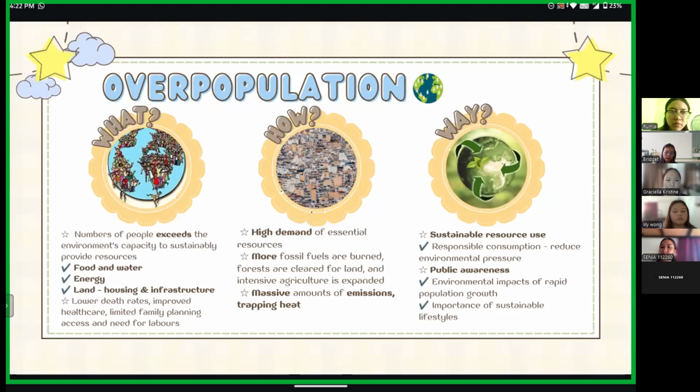Therefore, we as humans who live on this earth are responsible to take action on taking care of our earth. First, we need to shift towards sustainable resource use. This means encouraging responsible consumption to reduce environmental pressure and raising public awareness about the impact of rapid population growth and the importance of a sustainable lifestyle.